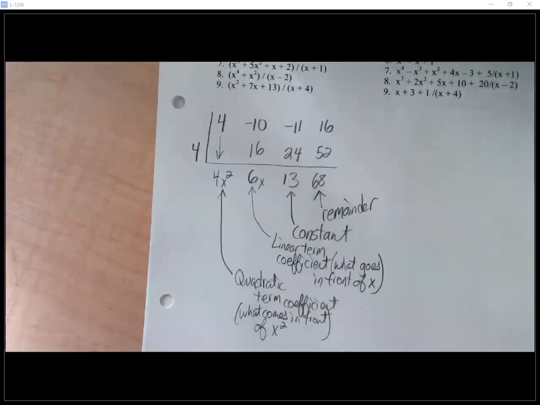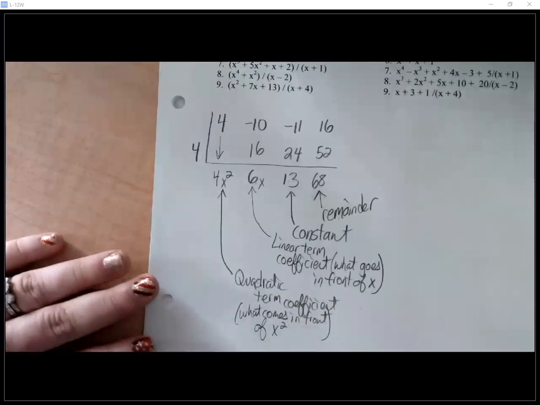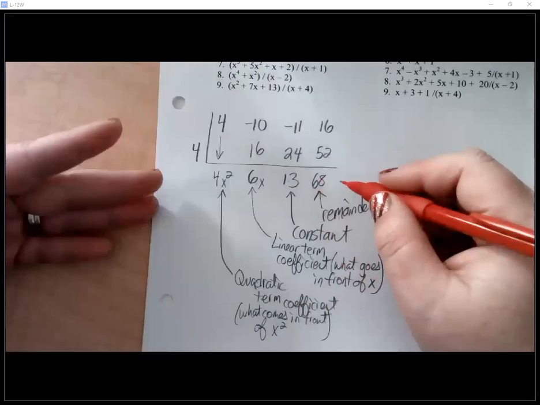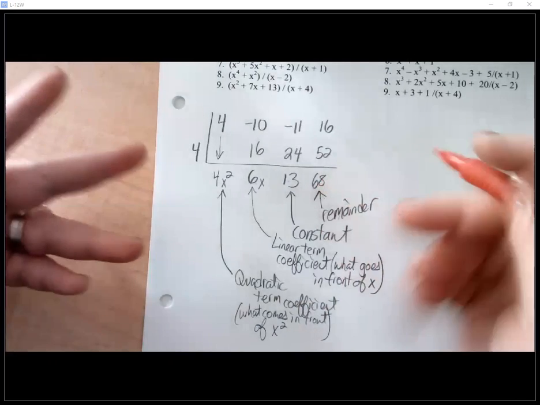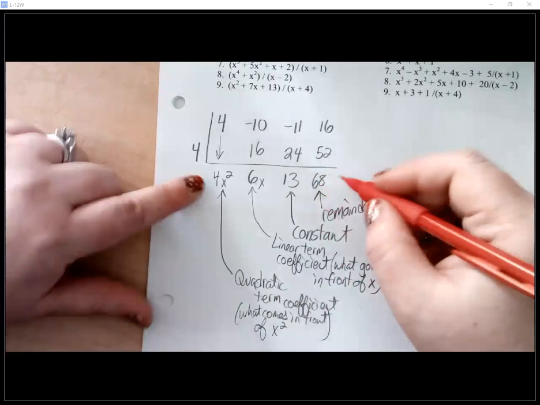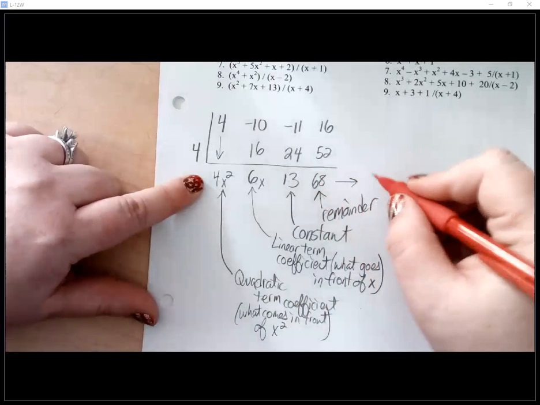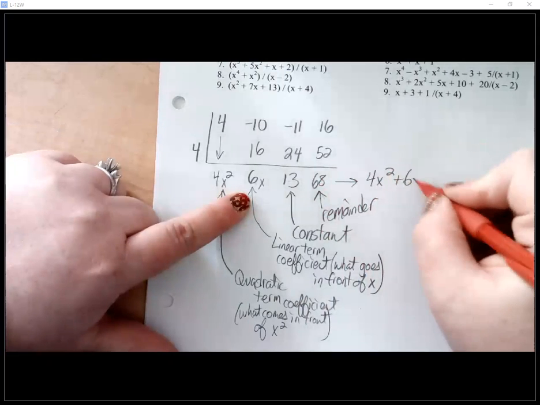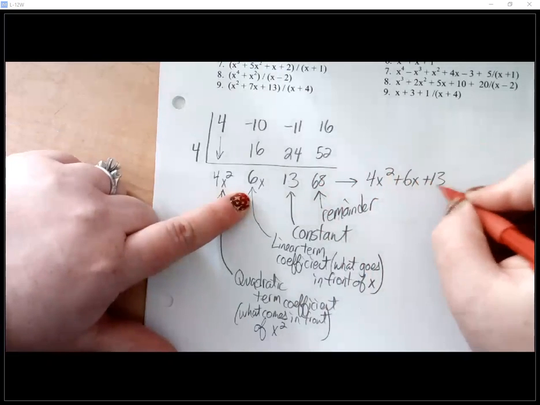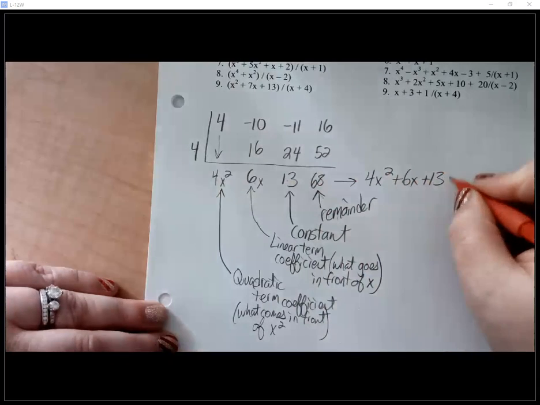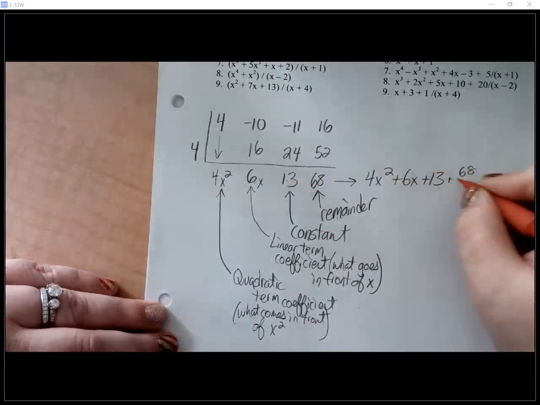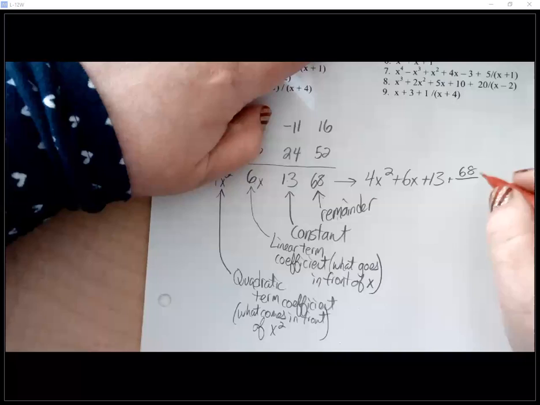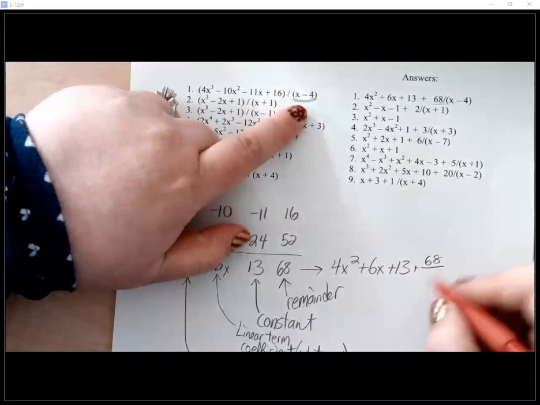So to rewrite this answer as a normal answer, because that's just a bunch of numbers, right? So this turns into 4x squared. They're all positive, so I'm going to have a plus 6x plus a 13. And then my remainder, remember how we handled that? Put the remainder over what you were originally dividing by in your original problem, which was x minus 4.